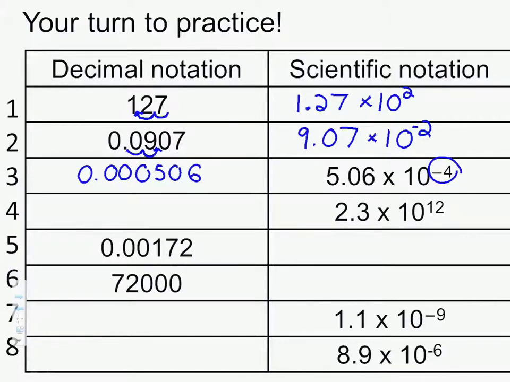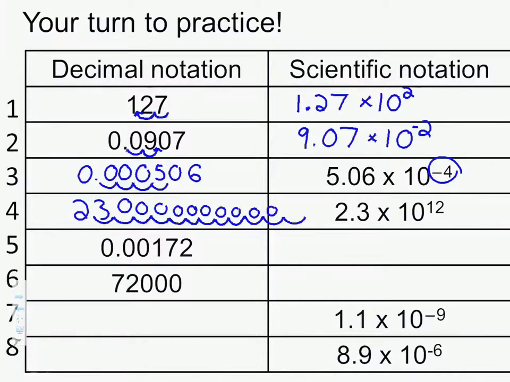So 0.0000506. We can double check ourselves. 1, 2, 3, 4. Okay? And that's what the negative corresponds to. Now 2.3 times 10 to the 12th. It's a big number, right? So 2.3. So we move it 1, 2, 3, 4, 5, 6, 7, 8, 9, 10, 11, 12. Kind of ran out of room. 1, 2, 3, 4, 5, 6, 7, 8, 9, 10, 11. And that is my number. Okay? Notice on this one, I don't put a 0 or a decimal here. Why would it be wrong to put a decimal point right there?